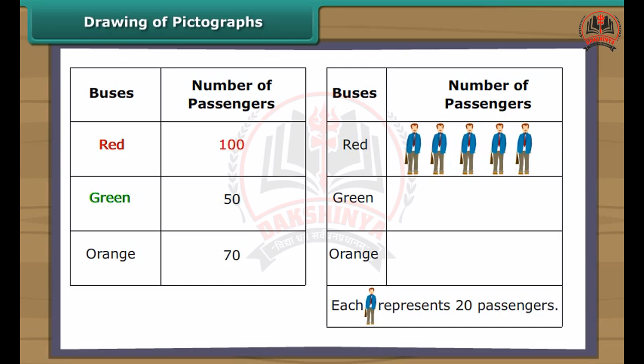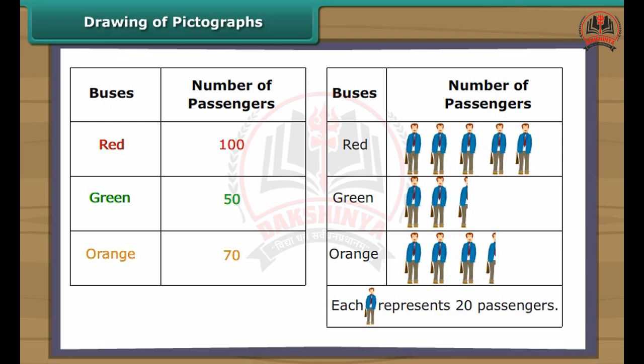The green bus carried 50 passengers. Represent 40 passengers with 2 pictures. Represent the remaining 10 passengers with half a picture. The orange bus carried 70 passengers. Represent 60 passengers with 3 pictures. Represent the remaining 10 passengers with half a picture.